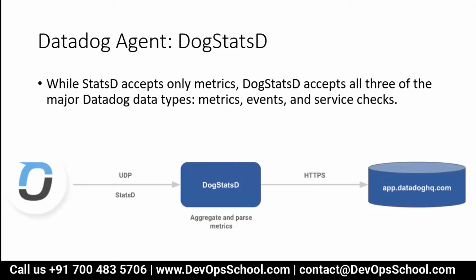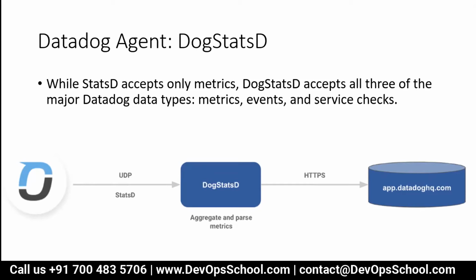So when we talk about DogStatsD, DogStatsD is the extension of StatsD, which is inside the Datadog agent. DogStatsD receives the data from the UDP and StatsD and sends it to the Datadog cloud. So now DogStatsD aggregates and parses metrics.